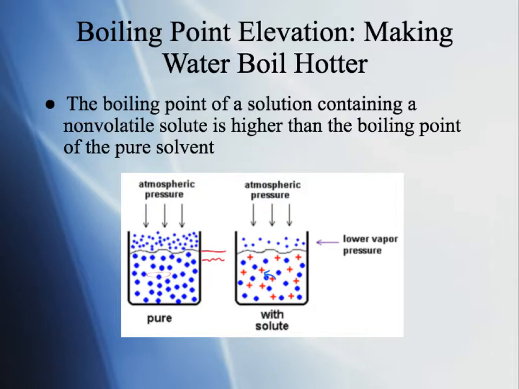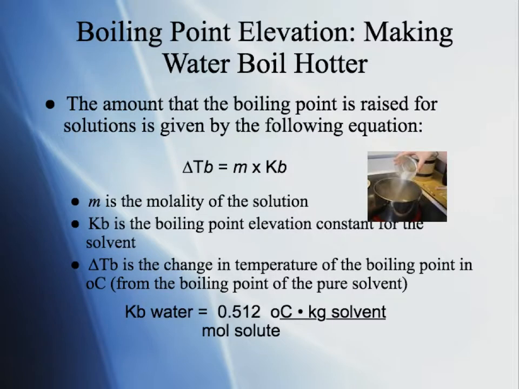Therefore, it's going to need more energy to get those water molecules from a liquid to a gas. Now, just like everything else in chemistry, we can quantify that. So here is our lovely equation. It looks just like the other one, except it has B's for boiling point instead of F's for freezing point. The change in temperature of boiling for a solution is going to be equal to the molality times the boiling point elevation constant for the solvent. And just like last time, that constant is going to be for water, because water is the most common solvent. The boiling point constant for water is 0.512 degrees Celsius.